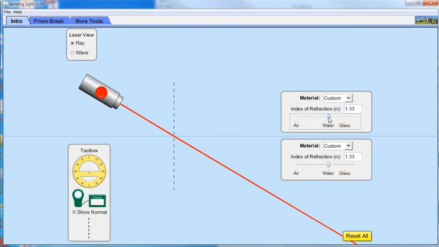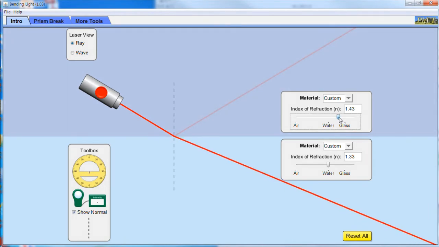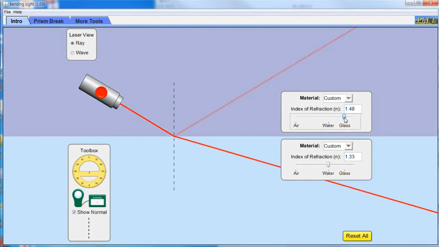Now let me try to increase it further. As you can see, now the angle of refraction on the bottom part is larger than the angle of incidence, right? This is because now the index of refraction is larger on the upper part. This is an interesting case, so I will keep increasing it, and as you can see, the angle of refraction keeps increasing, and finally there will be a situation where it approaches 90 degrees, and finally what happens?